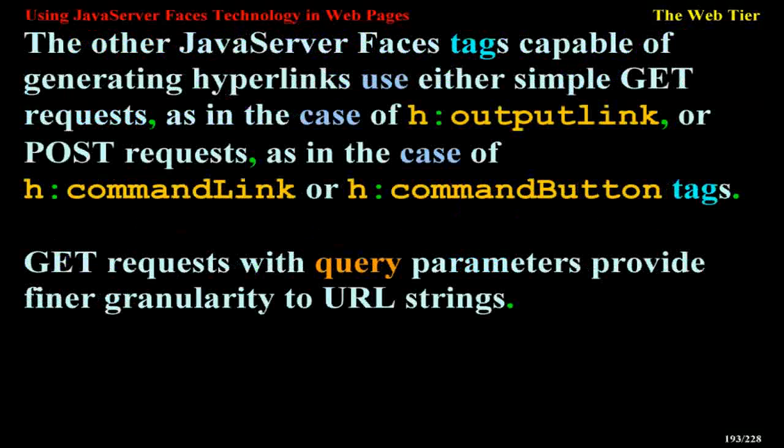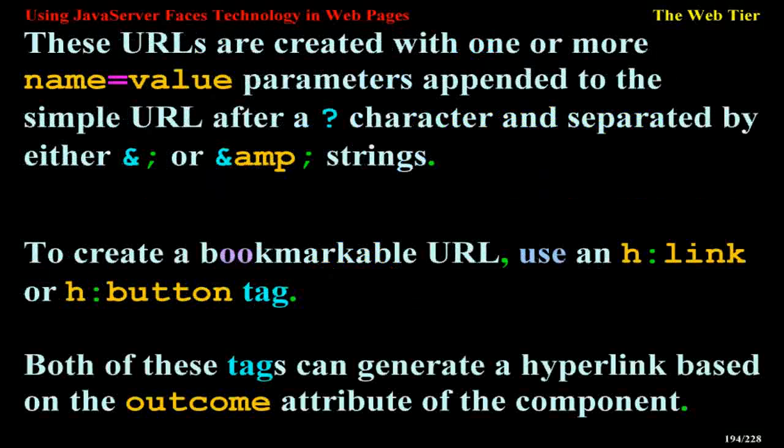The other JavaServer Faces tags capable of generating hyperlinks use either simple GET requests, as in the case of h:outputLink, or POST requests, as in the case of h:commandLink or h:commandButton tags. GET requests with query parameters provide finer granularity to URL strings. These URLs are created with one or more name=value parameters appended to the simple URL after a ? character and separated by either & or & strings.